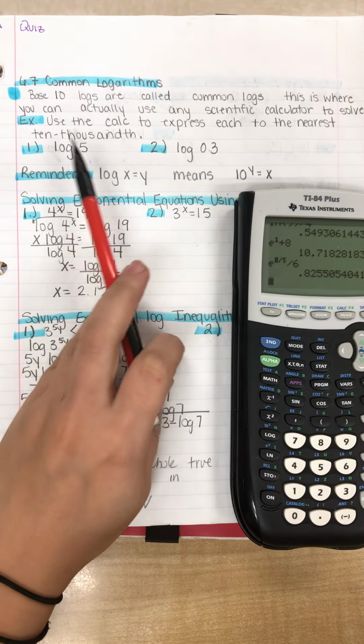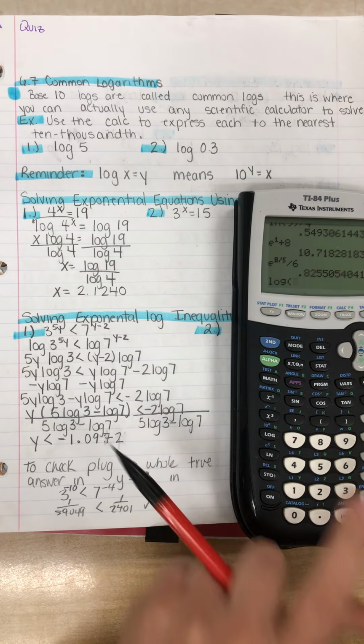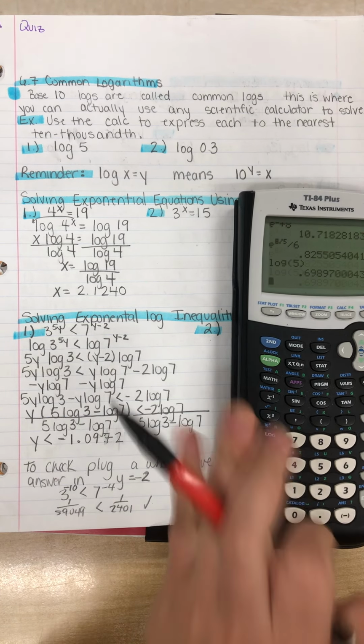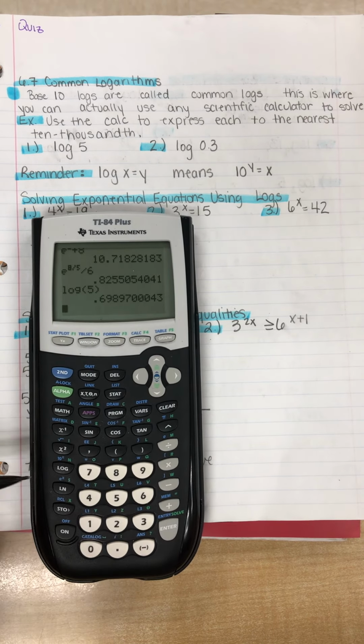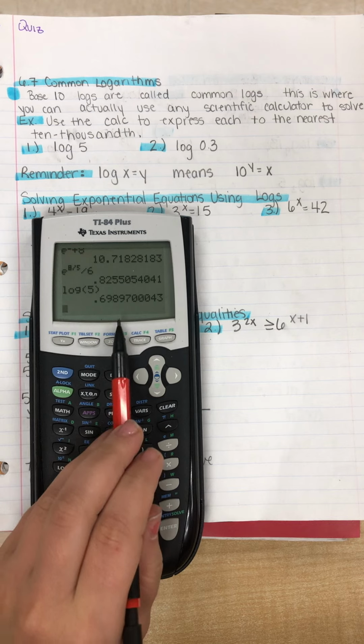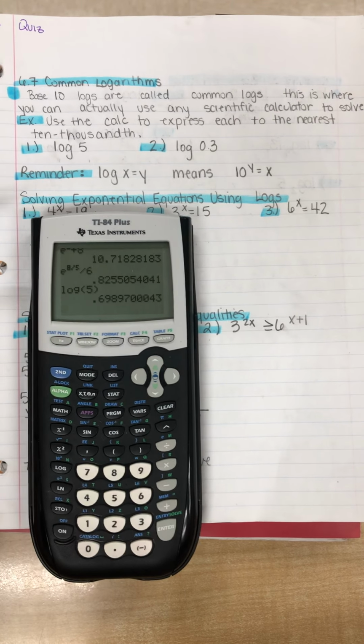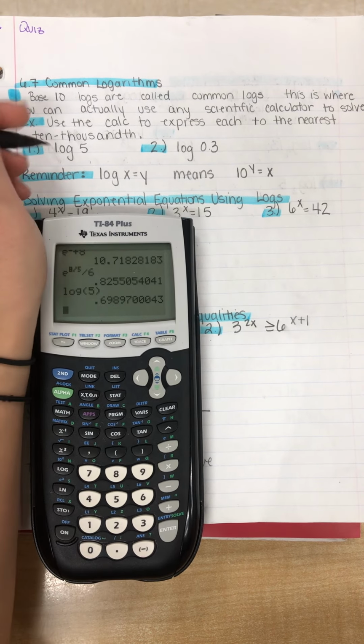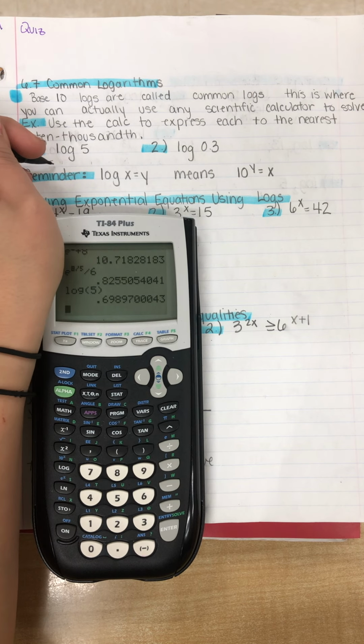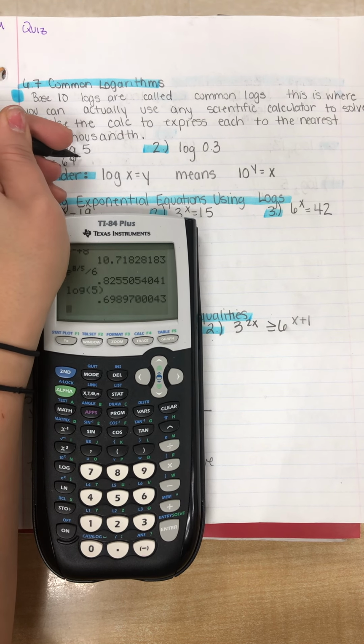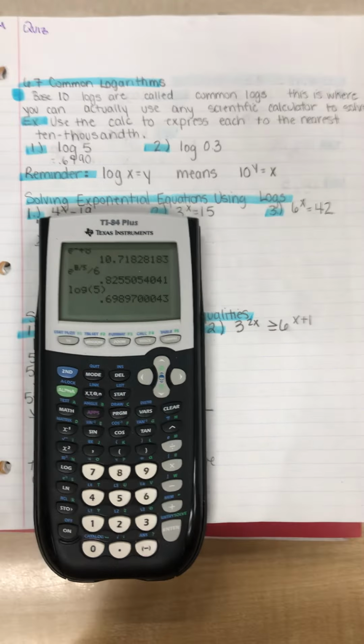So it says log 5. So you literally push the log button and then push 5 and close your parentheses and get the decimal. So I just pushed log 5, enter, and found the decimals. And you always go 4 decimal places with logs. So this answer is literally equals 0.6990 because of rounding, okay?